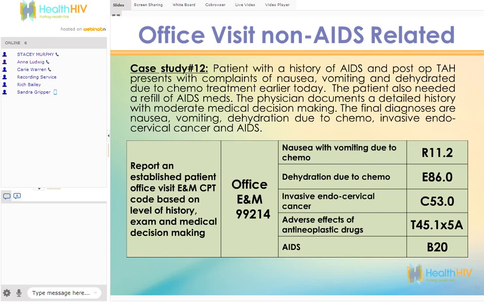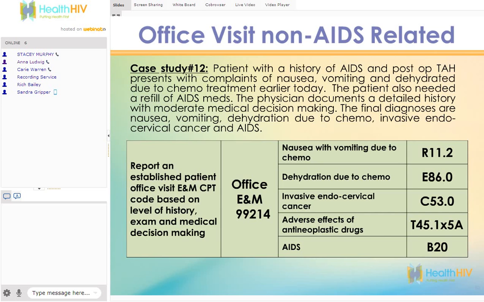And we forgot the prescription refill diagnosis, I apologize. But the reason for the patient coming in is nausea and vomiting due to chemo, so the principal diagnosis is R11.2. Dehydration due to chemo, E86.0. Patient still in active treatment for the cancerous condition, C53.0.